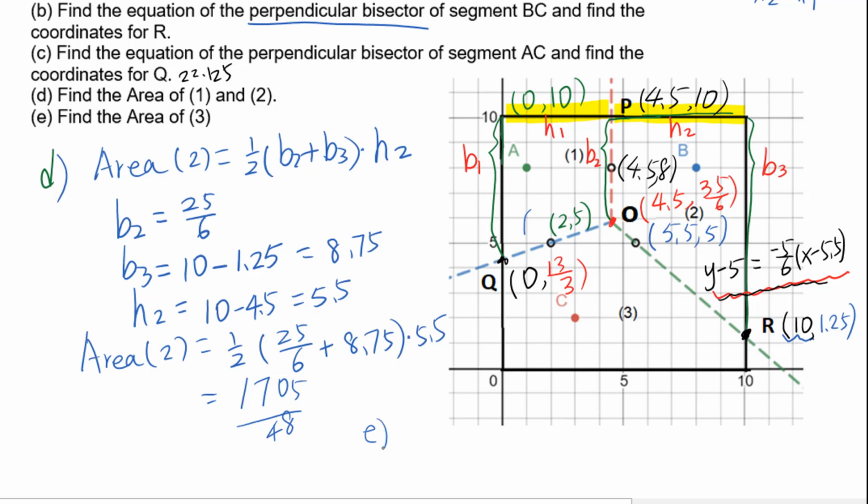Let's go to E. Find the area of 3. We will use the area of this square. So area of 3 equals 100 minus 22.125 minus 1705 over 48. You will get, so your answer will be 42.4 for area 3.